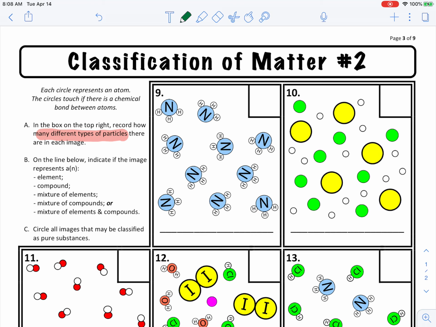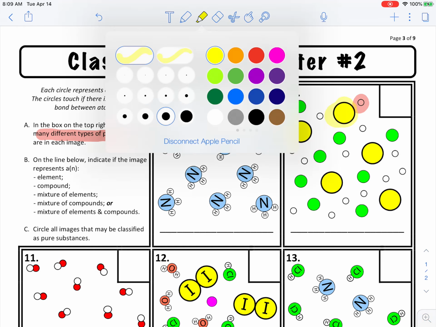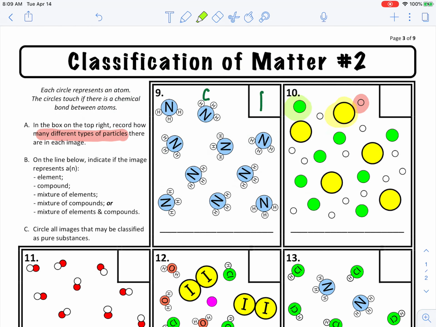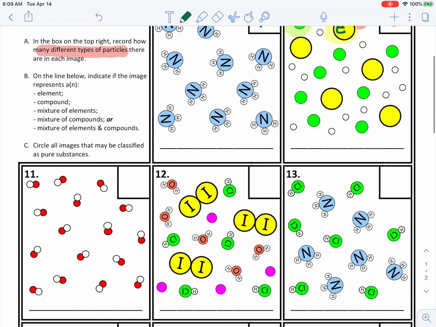So for number 9 here, we have NH3, and that's a compound, and they're all the same, so that's one type of particle. Number 10, we have our white dots, we have our yellow dots, and we have our green dots. Those are 3 different particles. And lower here, we can say that that's an element, an element, an element.